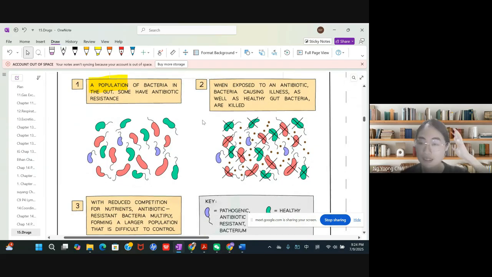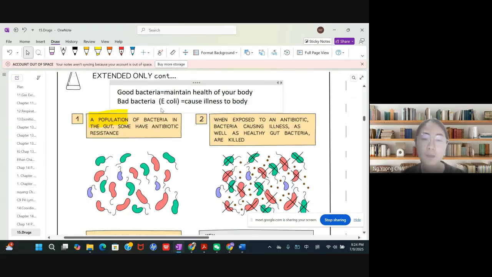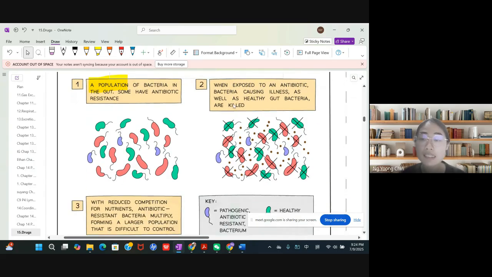And then what happens is, when you expose the population of bacteria to the antibiotic, the antibiotic will just kill all. No matter if it's good bacteria or bad bacteria, they just kill all. So you see, when you expose to an antibiotic, the bacteria causing illness, as well as healthy gut bacteria, are killed. So they just kill all.